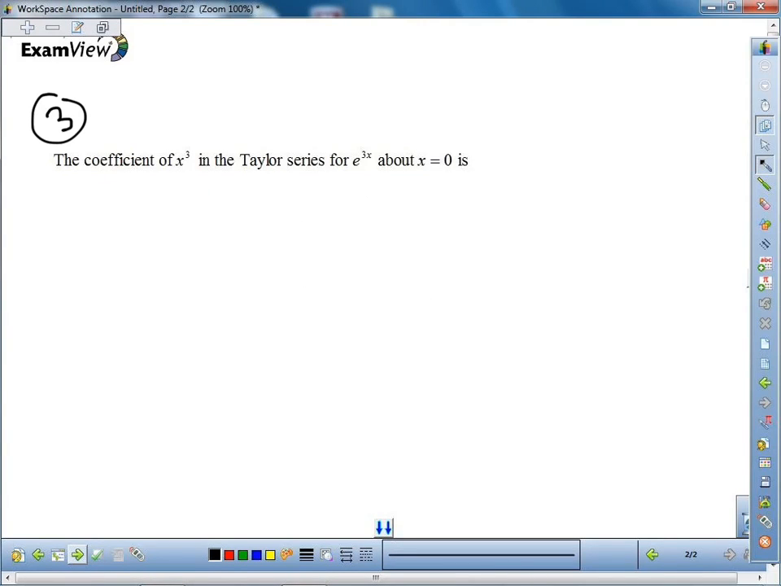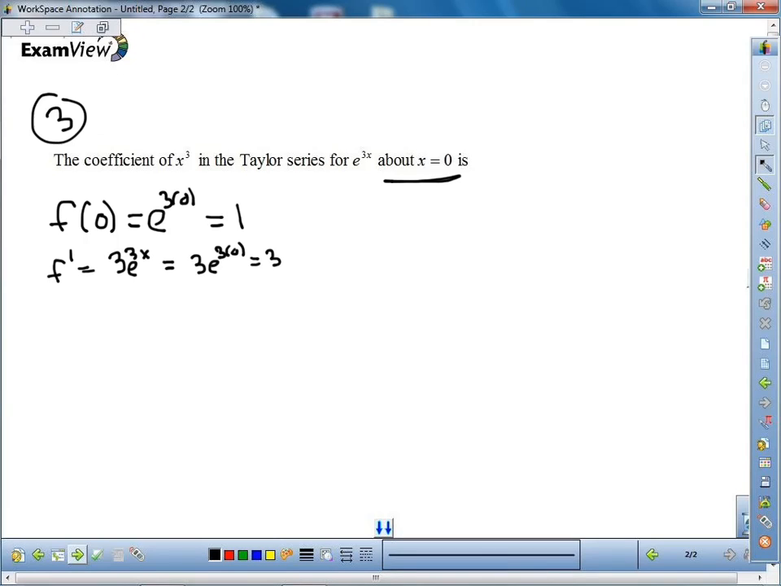Number 3, we want to find the coefficient of x to the third in the Taylor series. It's centered at 0, so we have the Maclaurin series. So first we're going to find f of 0. That's just going to be 1. Then we're going to take the derivative. So at 0, that's going to be 3.